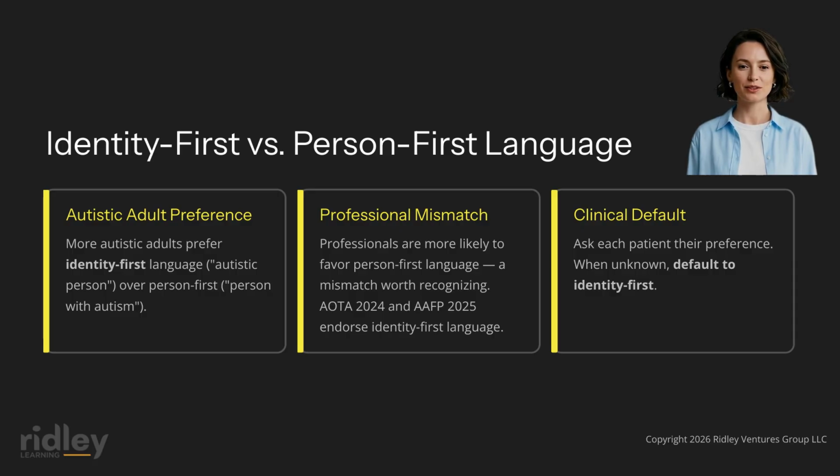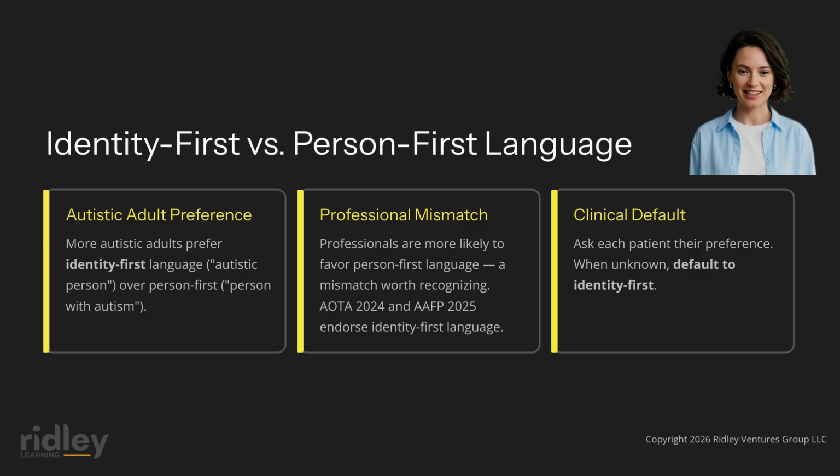Berry and colleagues, also in 2023, further showed that stronger autism identity correlates with preference for identity-first language, whereas greater internalized stigma correlates with finding identity-first language less preferable and more offensive. In other words, language use is entangled with identity and the experience of stigma.